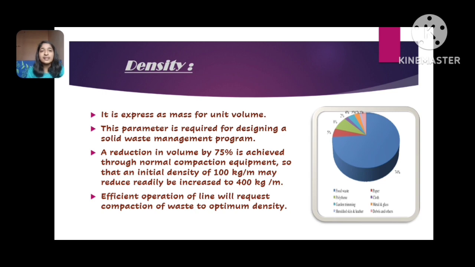Let's go through the density. It is expressed as mass per unit volume. This parameter is required for designing a solid waste management program. A reduction in volume by 75% is achieved through normal compaction equipment, so that an initial density of 100 kg per cubic meter may be readily increased to 400 kg per cubic meter. The efficient operation of the landfill will require compaction of the waste to optimum density.